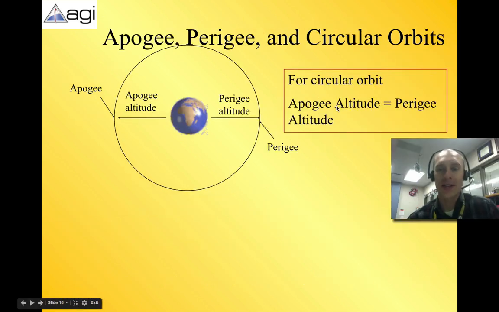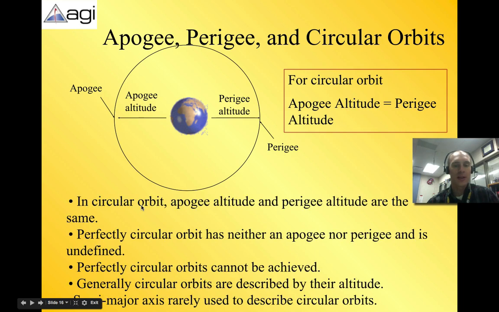For a circular orbit, the apogee altitude equals the perigee altitude. There is not an apogee or perigee because it's really any point along here. Perfectly circular orbits cannot be achieved naturally. Now, artificially with a satellite, you're fighting against atmosphere and you always have to have attitude adjustments. So having something that you consider a perfect circle is just a little bit too theoretical in mathematics. Now, it's probably conceivably possible, but it's going to take a lot of attitude adjustments to keep it at this exact altitude the entire time. Without corrections, you remember there's going to be orbital decay.